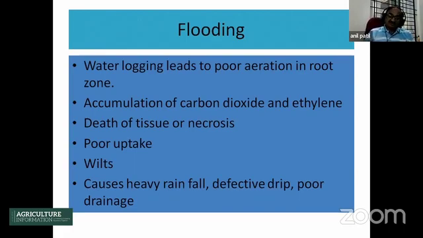Then what are the causes? Heavy rainfall. If it is continuously happening, then there will be waterlogging. Then defective drip system operation. Many times what we do, we switch on the drip and just go out for a cinema or go for sleep. Early morning only we will come back and switch off the drip.